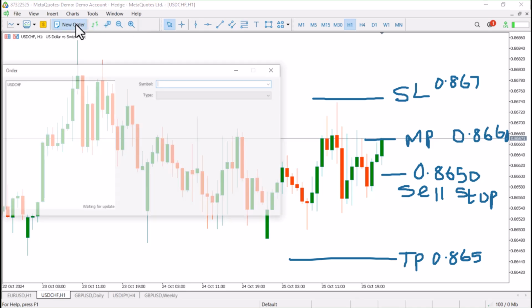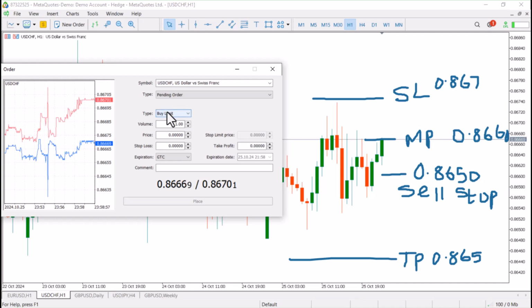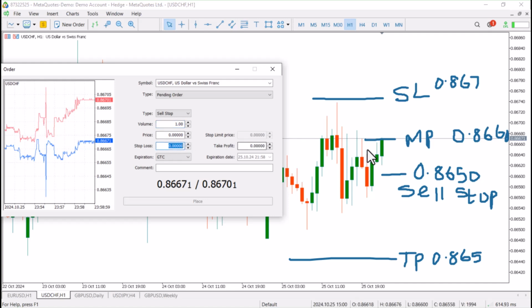We click on the new order. We switch from the instant execution to pending order. From pending order, we select sell stop, and then we select our position size. The first thing is we set our stop loss. Our stop loss is 0.867. And our price entry is we want to sell at the sell stop level, which is 0.8650.